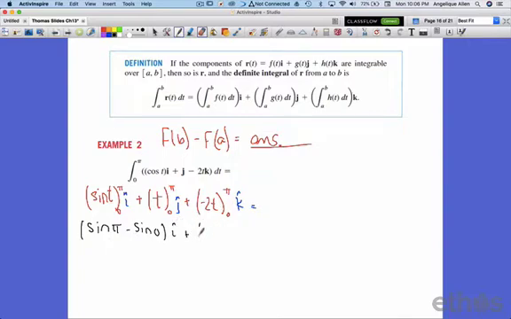All right, and this would be subbing in pi for t, pi minus 0, j. And then negative 2 pi minus negative 2 times 0, and that's our k component. And so the sine of pi, this is 0 minus 0, so there's no i component. Pi minus 0 is pi j, and negative 2 pi minus 0.